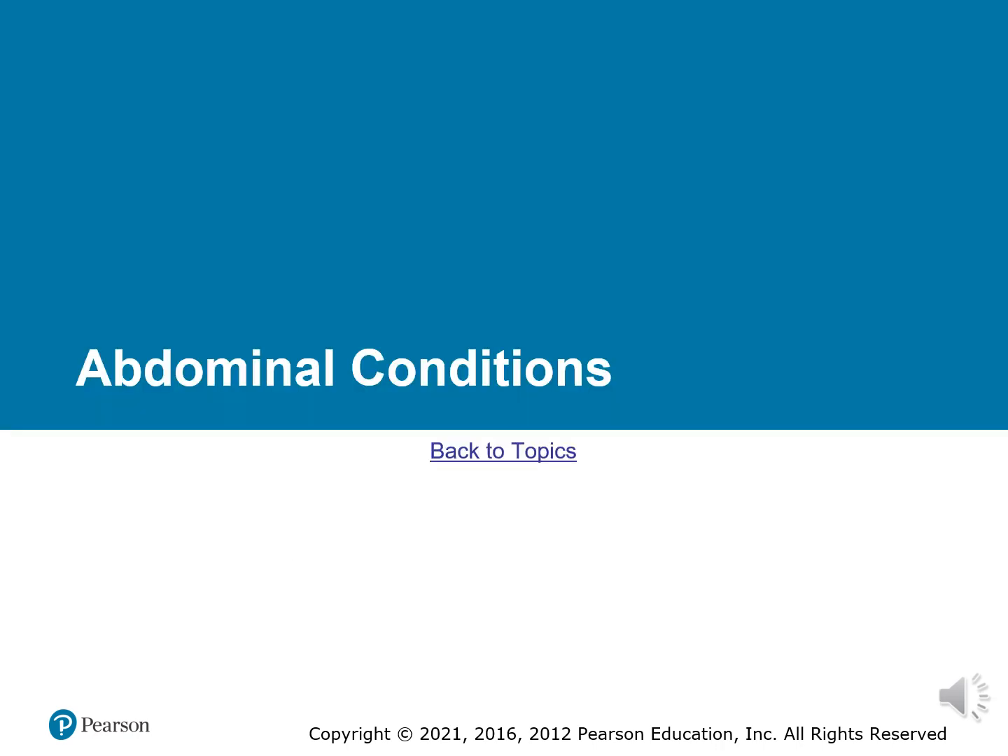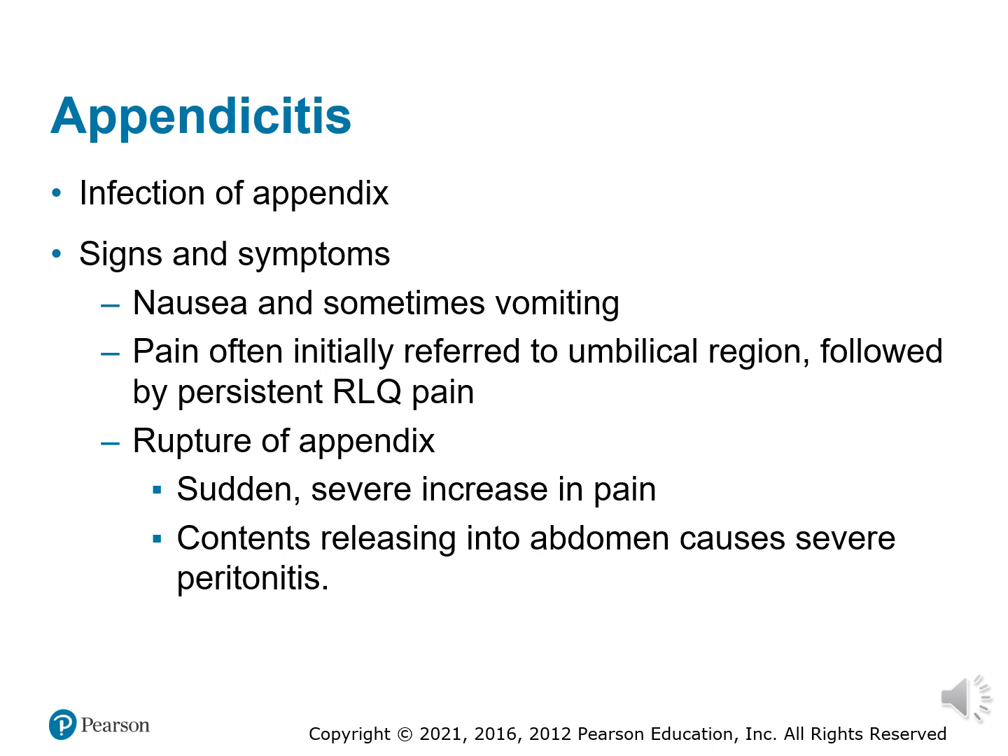In this section, we're going to talk about abdominal conditions. The first one we'll talk about is appendicitis. It is an infection of the appendix. Signs and symptoms are nausea and sometimes vomiting, and pain that is often initially referred to the umbilical region, followed by persistent right lower quadrant pain. If the appendix ruptures, there is a sudden severe increase in pain, and the contents release into the abdomen, causing severe peritonitis.